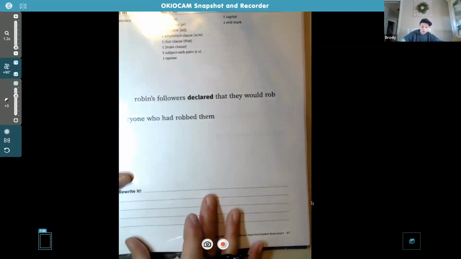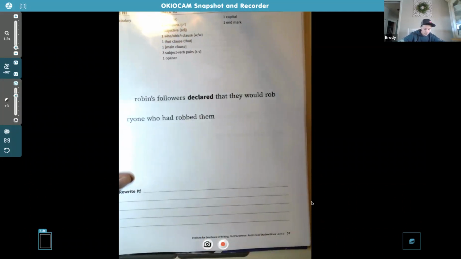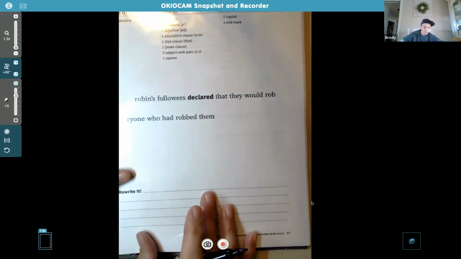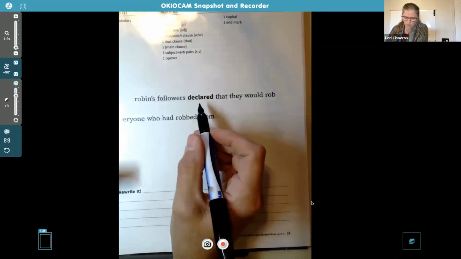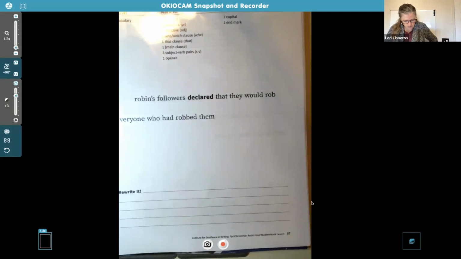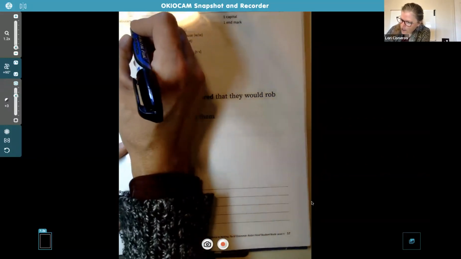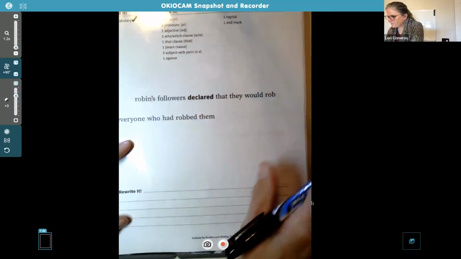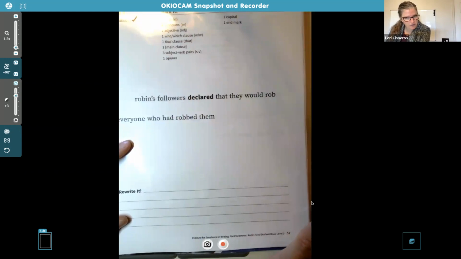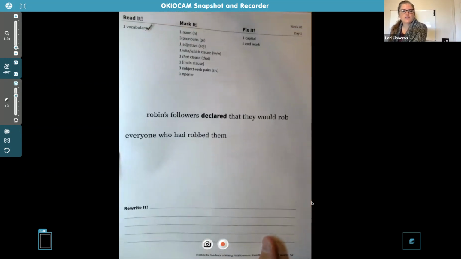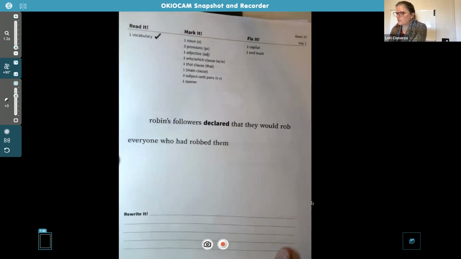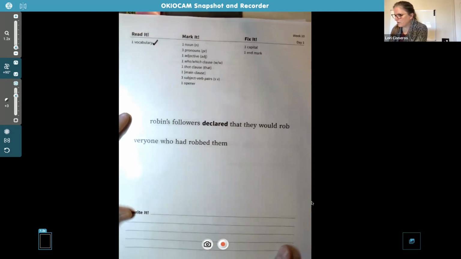Robin's followers declared that they would rob everyone who had robbed them. Good. Okay. The vocabulary is declared. That just means he said that, or he announced in a strong and confident way. Declared. That's our vocabulary. We can check that. We don't have any articles in this sentence. So that's different for us. We're going to start right off with the noun.